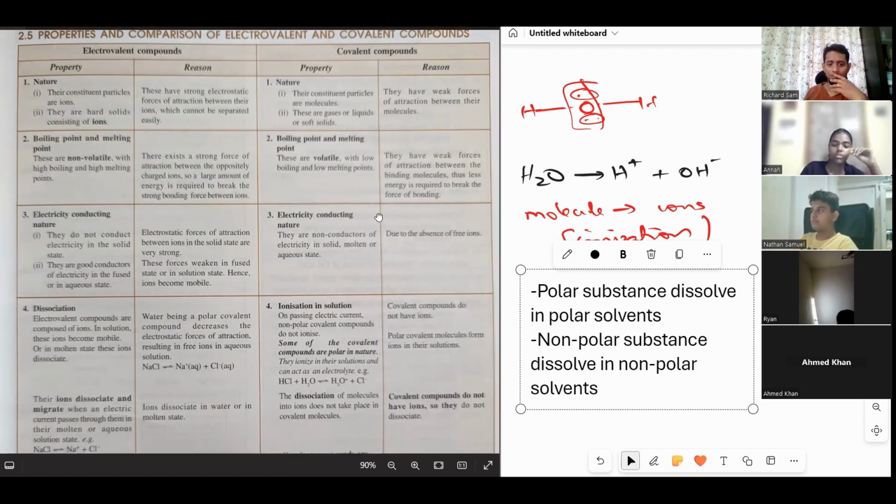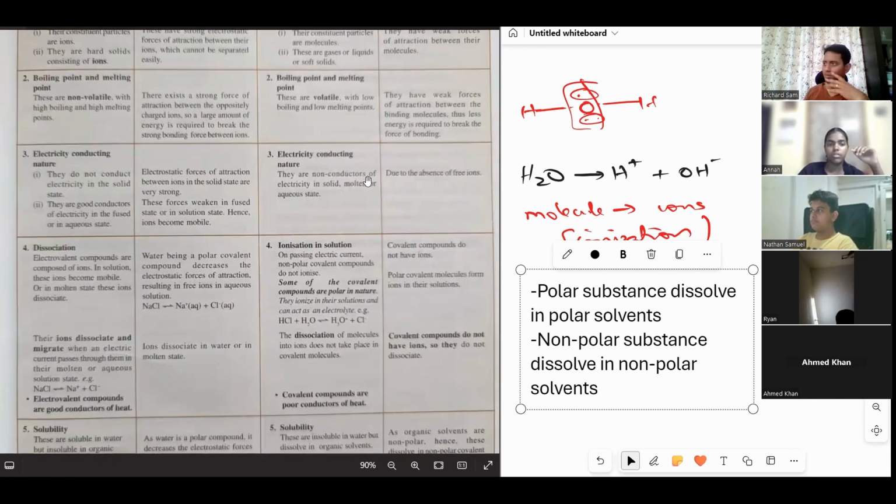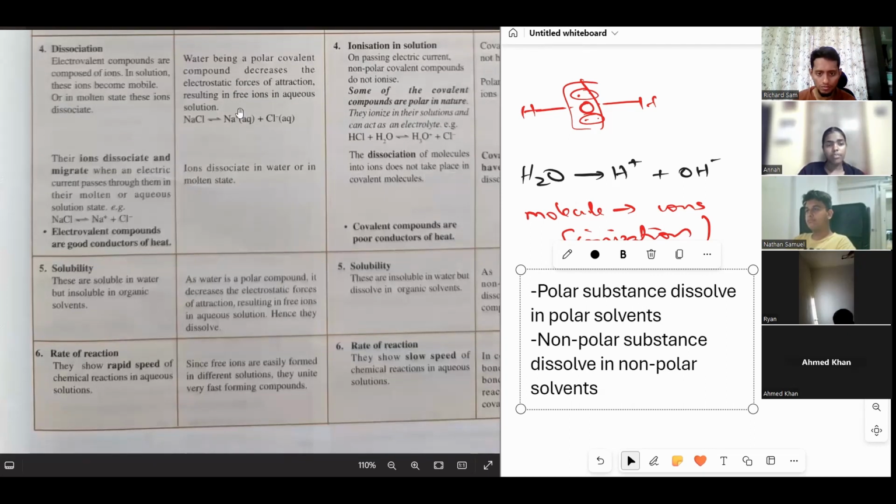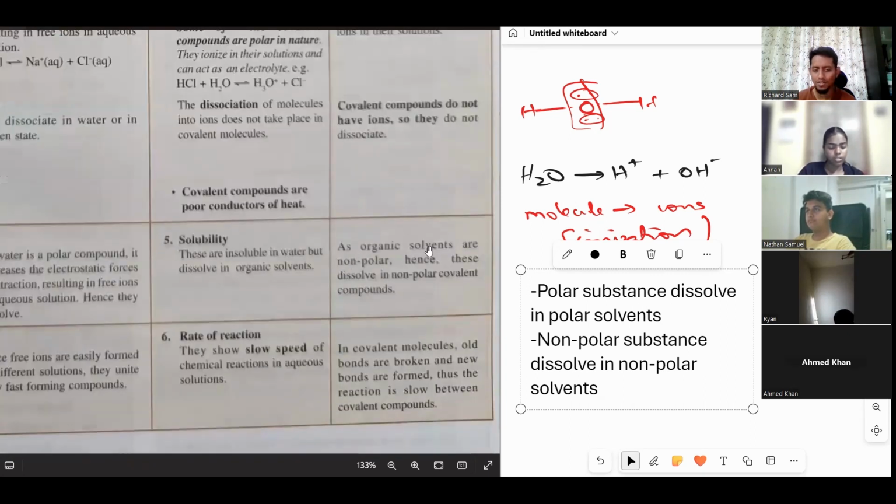Covalent compounds, there are polar and there are non-polar. Both are there, right? So polar will dissolve in polar, non-polar will dissolve in non-polar. That is the general rule. You can use it anywhere. I'll read this: as organic solvents are non-polar, these dissolve in non-polar covalent compounds. So non-polar dissolves in non-polar.